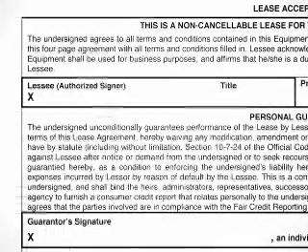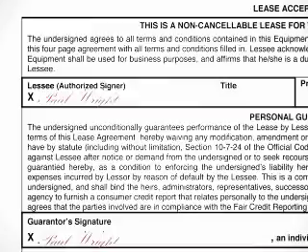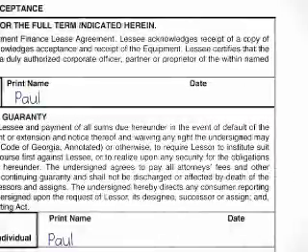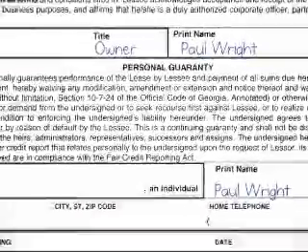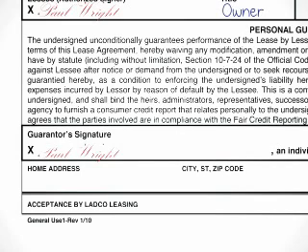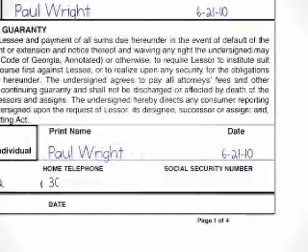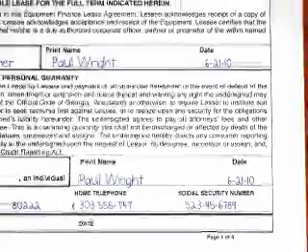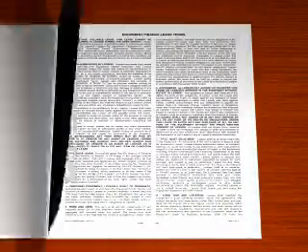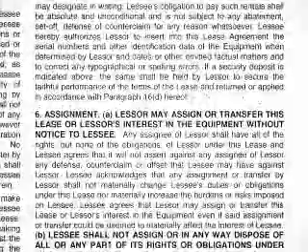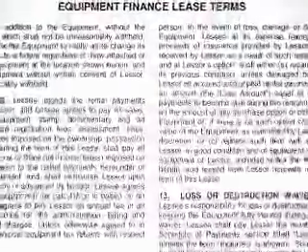The lease acceptance and the personal guarantee must be signed, with the title, printed name, and the date. Below the lease acceptance and the personal guarantee, please list the merchant's home address, city, state, zip code, home telephone number, and their social security number. The next 3 pages are the equipment finance lease terms. Please have your merchant initial and date the bottom of each page accepting to the terms of the lease agreement.